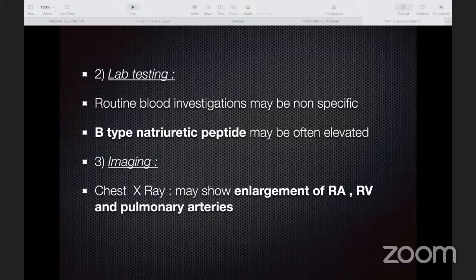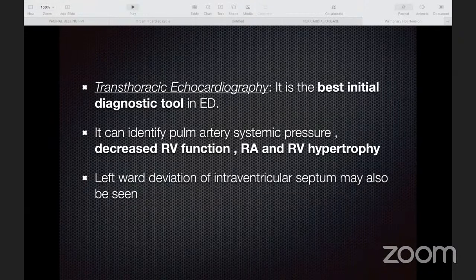Now, lab testing, the routine blood investigation may not be specific, but B-type natriuretic peptide may often be elevated. And coming to the imaging, the chest X-ray may show enlargement of the RA, RV, and pulmonary arteries. But the diagnostic tool is the transthoracic echocardiography. It is the best initial diagnostic tool in ED.